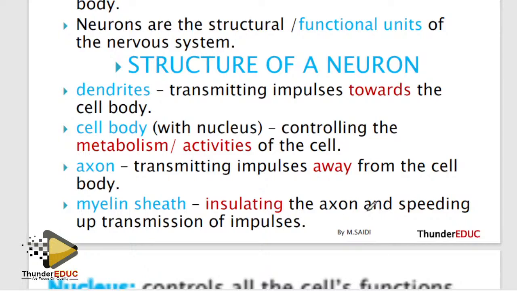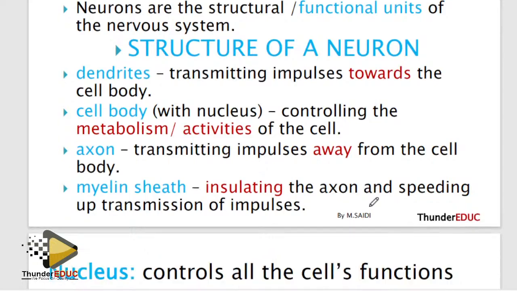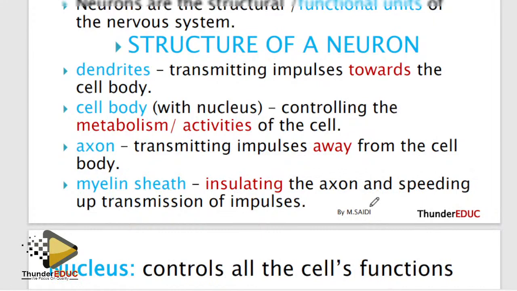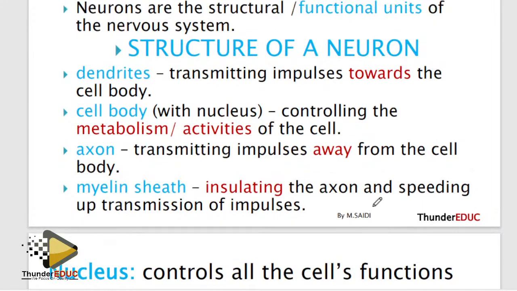Dendrite, cell body, axon, then myelin sheath. Dendrite transmits impulse to the cell body. The cell body is where activities take place. Then axon transmits impulse away from the cell body. And then the myelin sheath, that is a sheath. When you talk about a sheath, it is a protector.